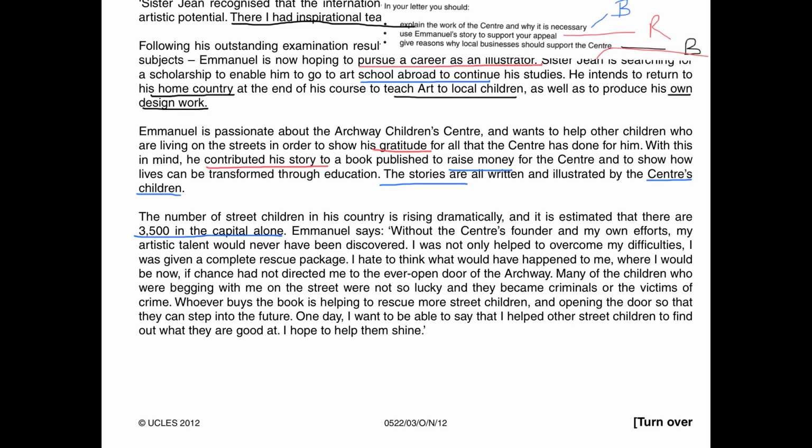There's the idea of a complete rescue package. And there's the need to be ever open and always available. Reasons why local businesses should help. Well, the other children who were begging with me are now criminals or victims of crime, and so I'm helping a whole generation. So businesses are all about improving their future and to raise money to cope with the dramatic rise in numbers of young people in need of help.